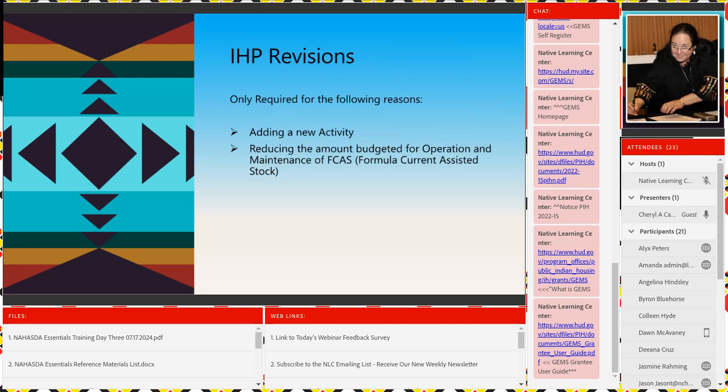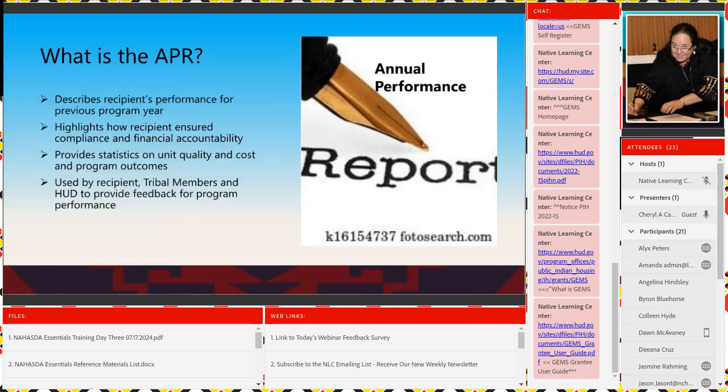So revisions are only required for the following reasons. You want to add a new activity. You can do that at any time, let's say the 10% authority, okay? Or if you reduce the amount budgeted for operation and maintenance of your formula current assisted stock, that FCAS, those 37 housing units, they want to know why you're reducing that amount, because you've got to take care of them. Remember, I told you they're very strict about that.